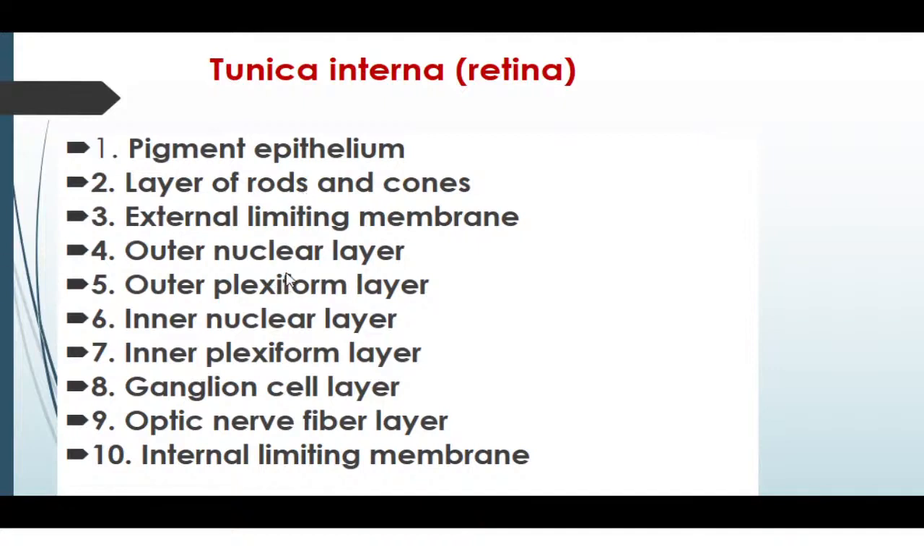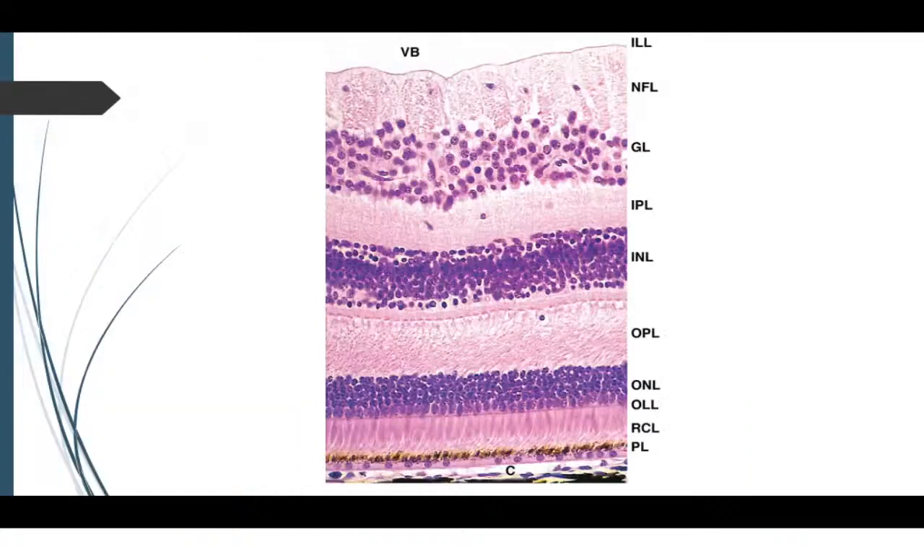Outer nuclear layer, outer plexiform layer, inner nuclear layer, inner plexiform layer, ganglion cell layer, optic nerve fiber layer. So the optic nerve fibers start from the ganglion cell layer. And the last, the internal limiting membrane, which again is processes of Müller cells. Look at this one, we have seen it. How is it visible?